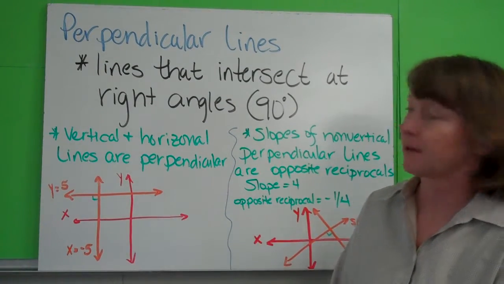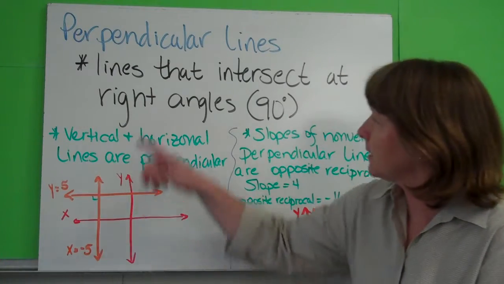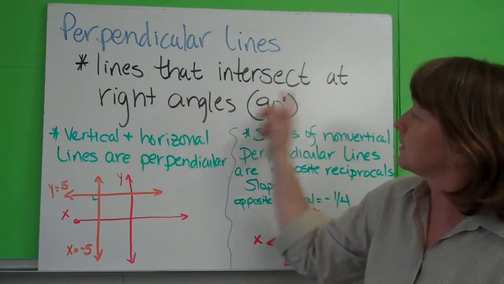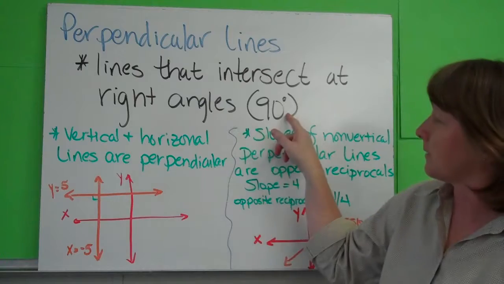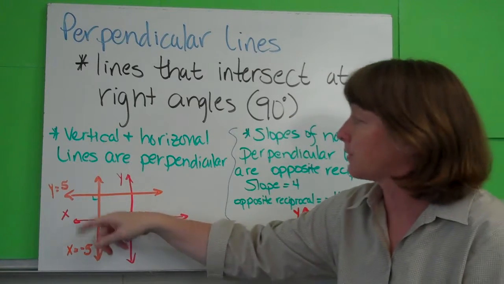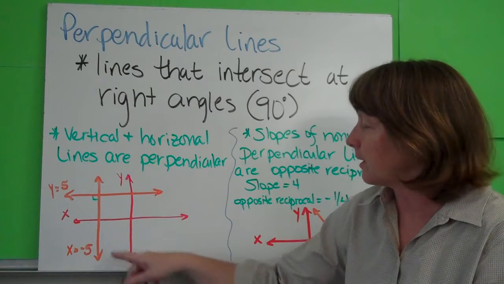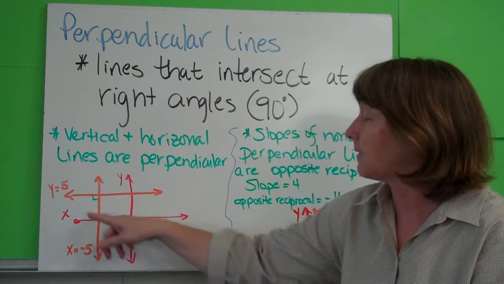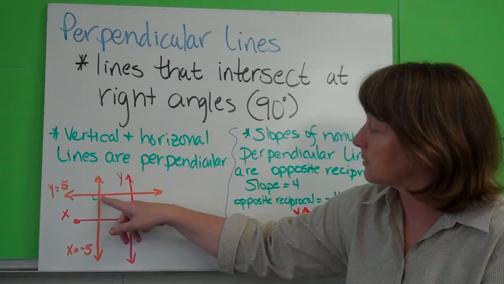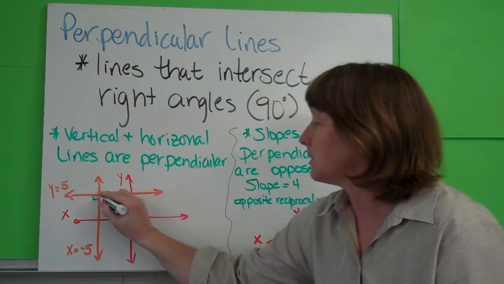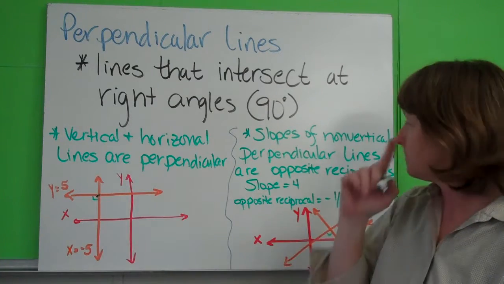This time it's perpendicular lines. Perpendicular lines are lines that intersect at right angles. That's a 90-degree angle, so we're looking for that right triangle. Vertical and horizontal lines are perpendicular. Here x equals -5 and y equals 5. When they intersect at this point, you see that there is a right triangle.